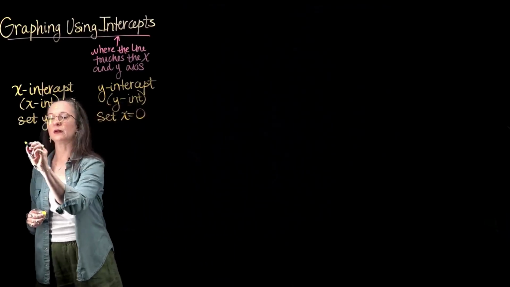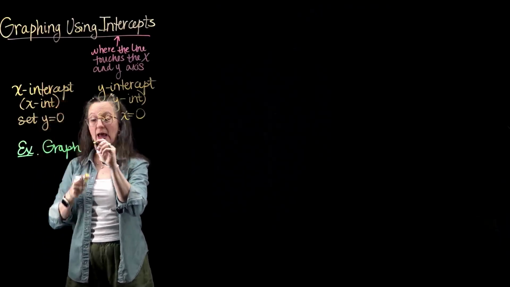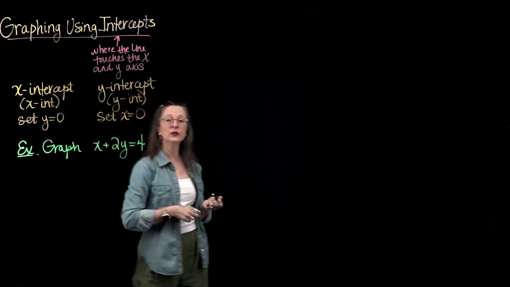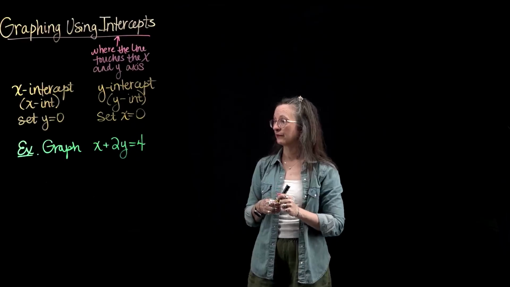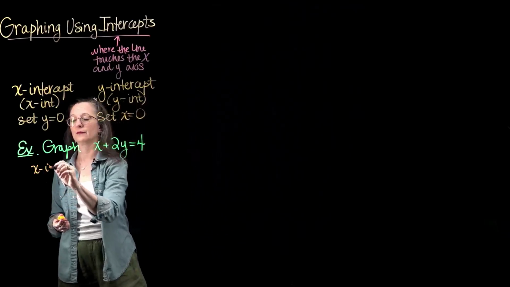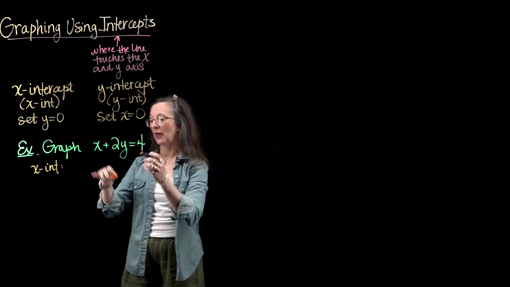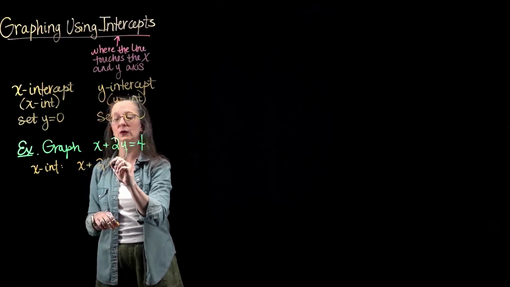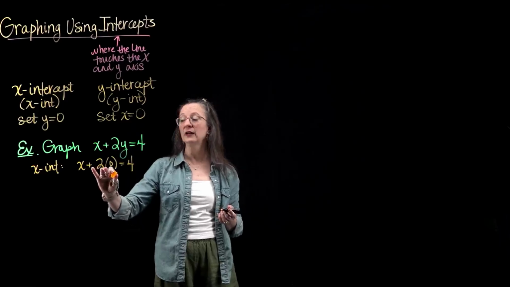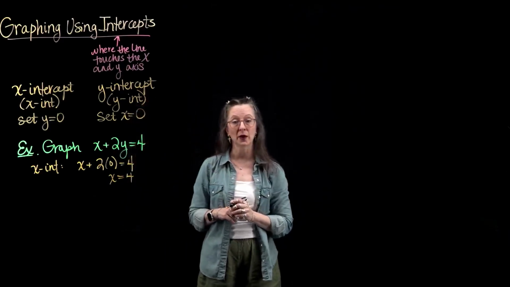So my first example I want to look at is the line x plus 2y is equal to 4. And we're going to graph it using intercepts. All right, so for that x-intercept, well, my rule says we set y equal to 0. So that would be x plus 2 times 0 equals 4. Well, zeros always make things easy to simplify. 2 times 0 is just 0. So that tells me that x is equal to 4.